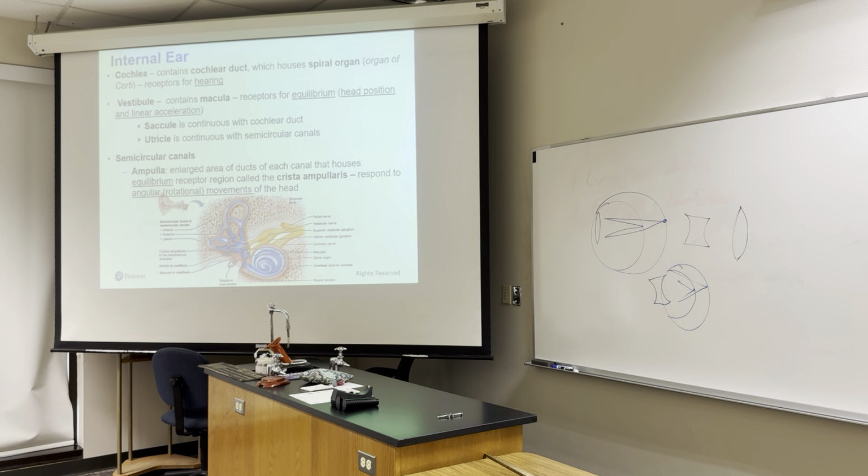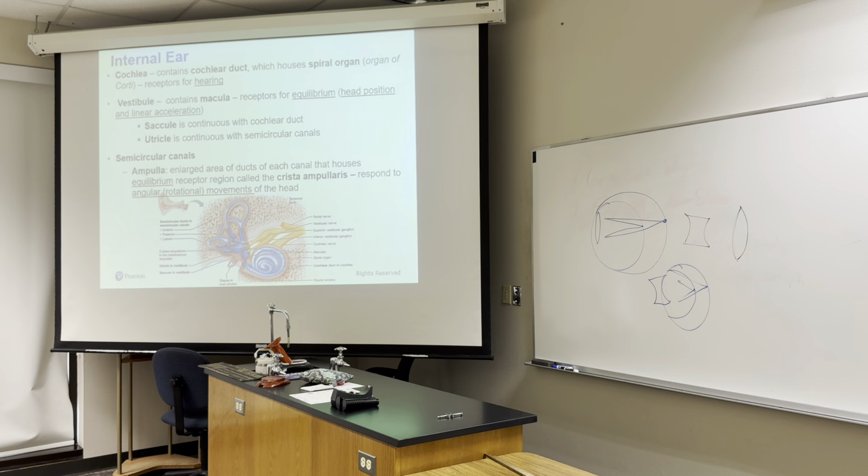Scala vestibuli, organ of Corti, cochlear duct. In the cochlear duct you have the organ of Corti, and then you have the scala tympani. We'll talk about that. But first I want you to understand the spiral organ, or organ of Corti, has the what? The receptor for hearing, and that is part of your cochlear duct, right? And then the vestibule contains the macula, the receptor for equilibrium.